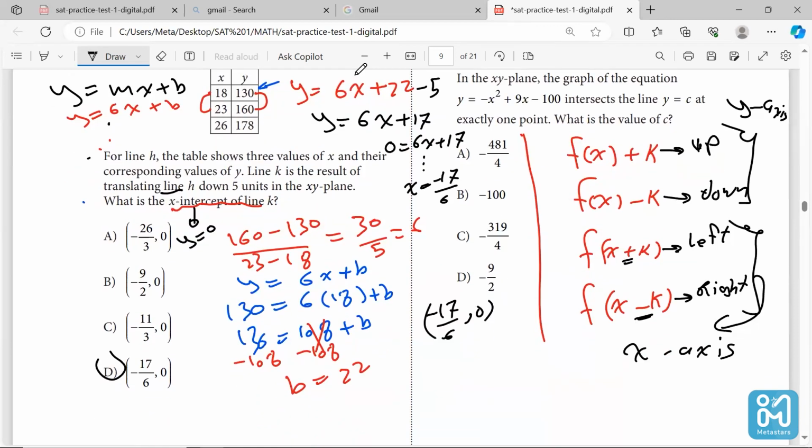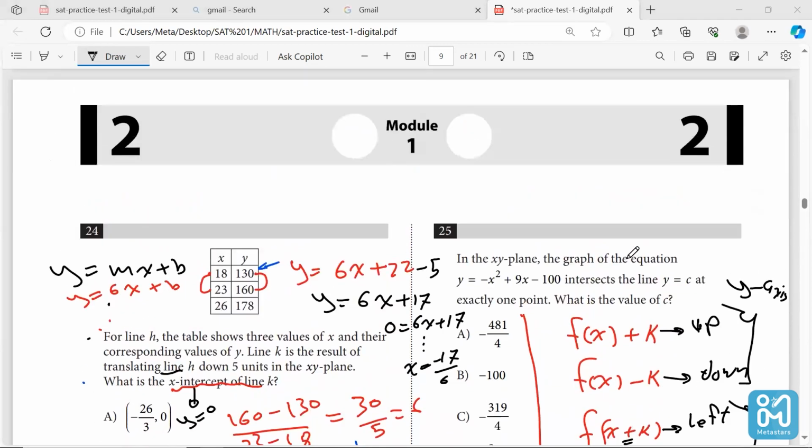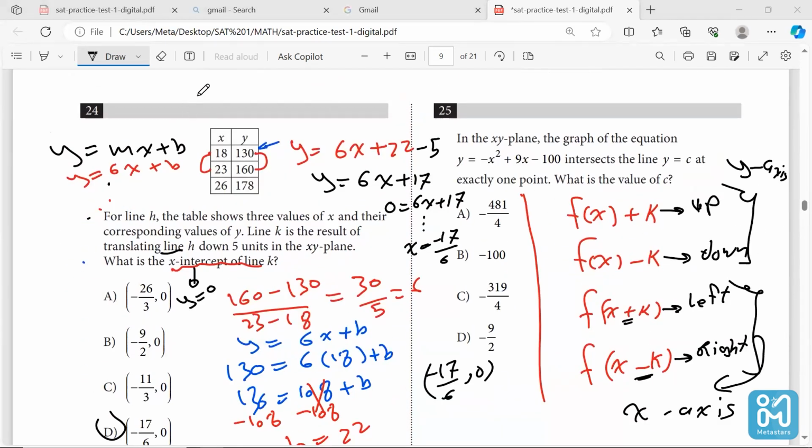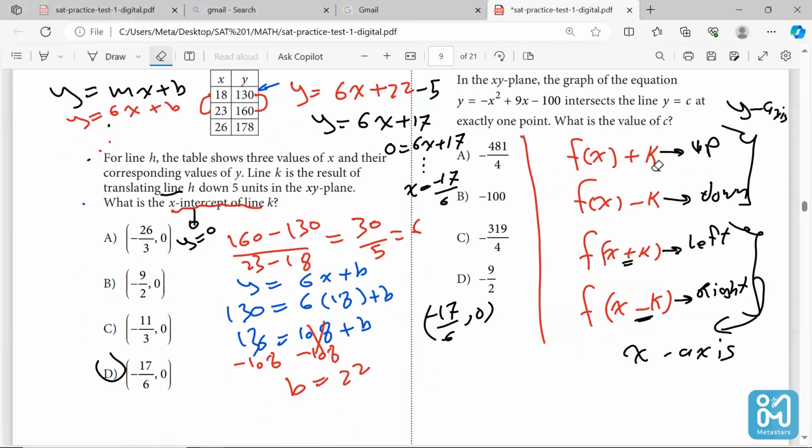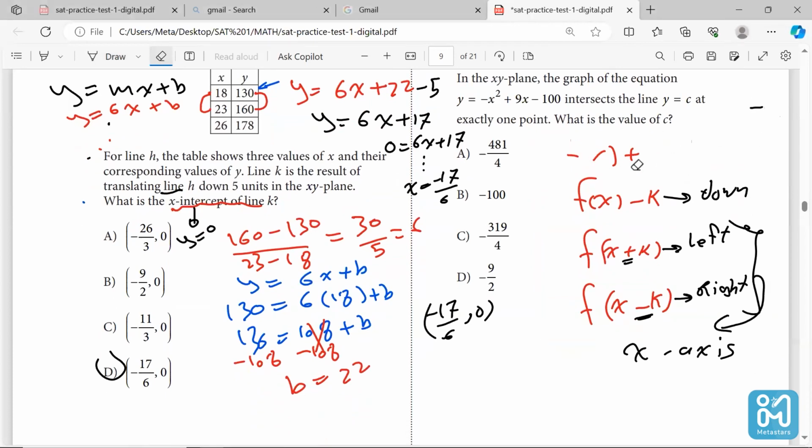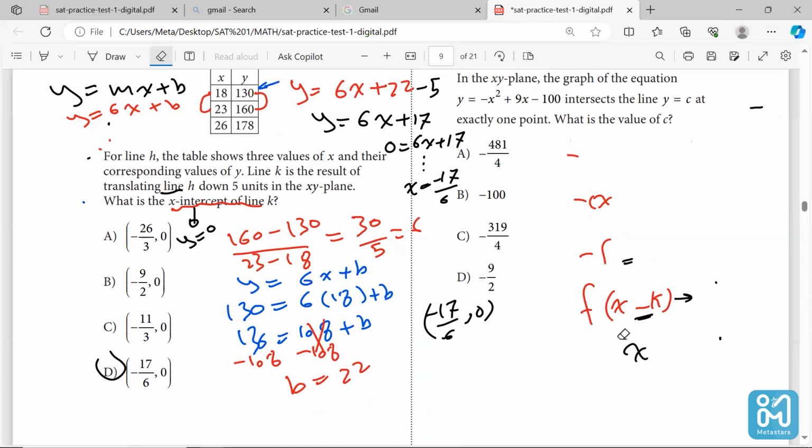Question 24. No question. Okay, let's see another question. 25 here. I need to delete everything here now. One second.